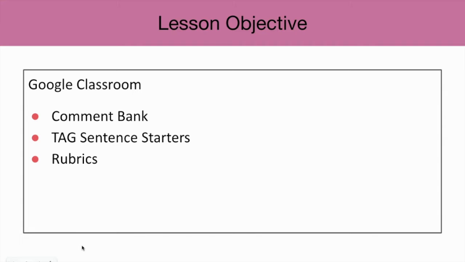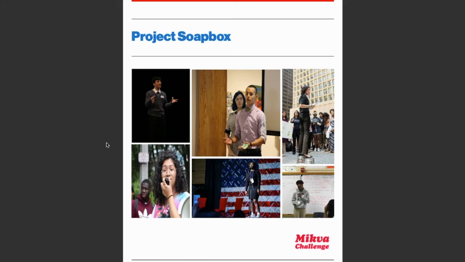We will talk about creating our comment bank based on a list of sentence starters from a resource from the Project Soapbox curriculum called the TAG Protocol. Project Soapbox is a program and curriculum provided to New York City schools by MICVA Challenge through their partnership with Civics for All. There are a lot of amazing resources in the Project Soapbox curriculum. I found I'm able to use a lot of these resources to enhance the Passport to Social Studies lessons, such as the TAG protocol. So definitely check out the Project Soapbox curriculum as well.